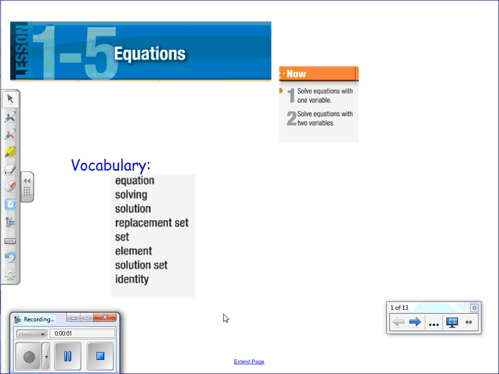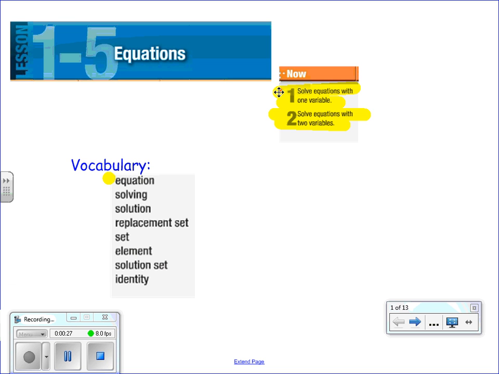Today we're going to talk about equations, lesson 1-5. We're going to review how to solve equations with one variable, and you guys have already learned this. We're also going to work with solving equations with two variables. But before we get started, who can remind me what an equation is?